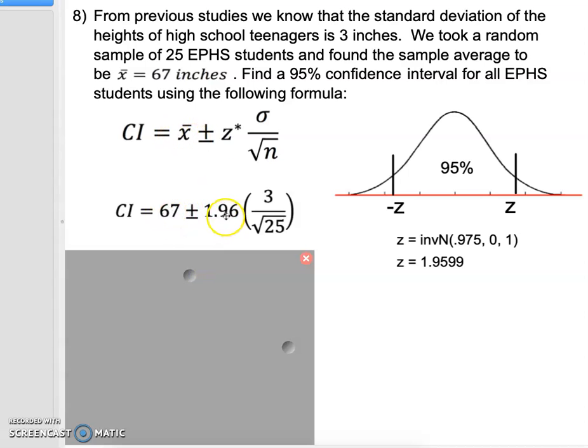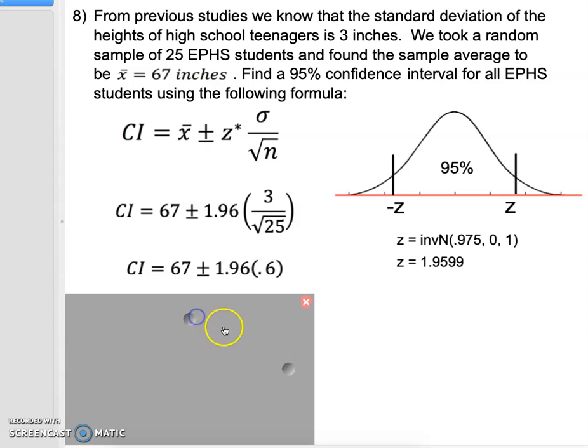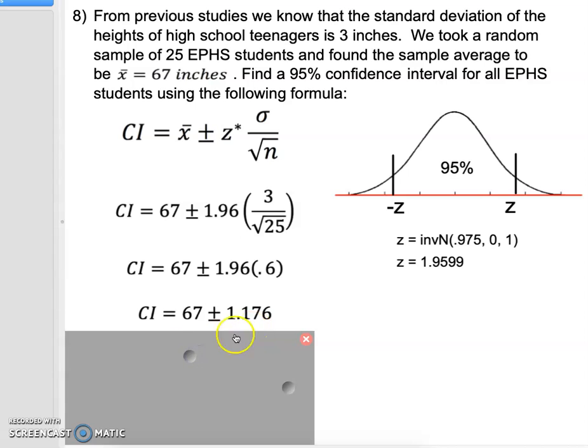Okay, plugging everything in. 67, 1.96, 3, square root of 25. Square root of 25 is 5. 3 divided by 5 is 0.6. 1.96 times 0.6 is 1.176.